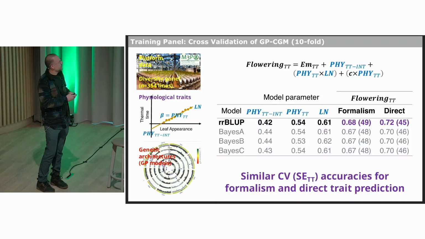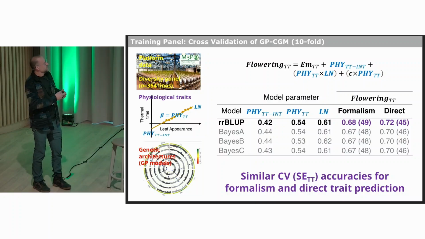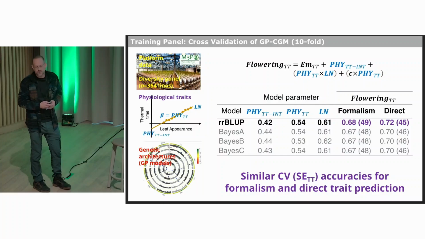And here are the individual components trained by our BLUP model, the prediction accuracies from tenfold cross-validation for each component, and then applying the formalism with those specific combinations actually, in our case, boosts the prediction accuracy up to about 0.68 here, which is quite comparable to a direct prediction on the flowering time, thermal time to flowering. It doesn't seem to matter which alphabet we go with here. We basically get very similar prediction accuracies for these traits.